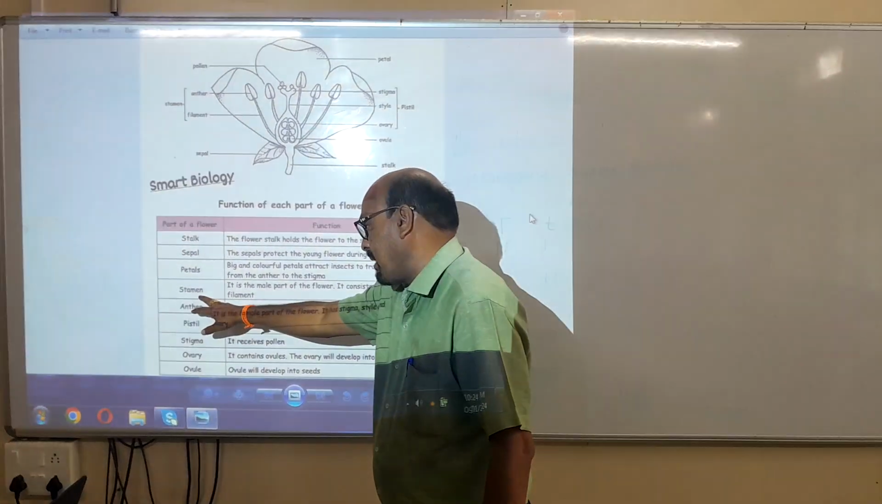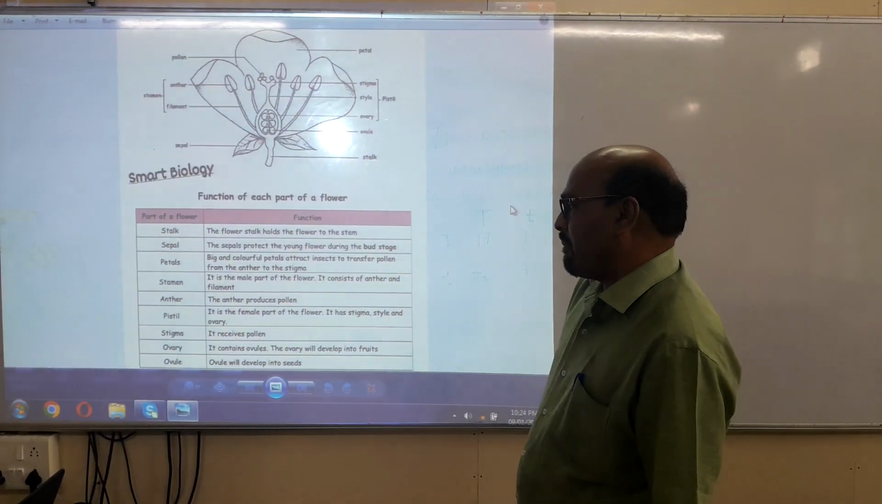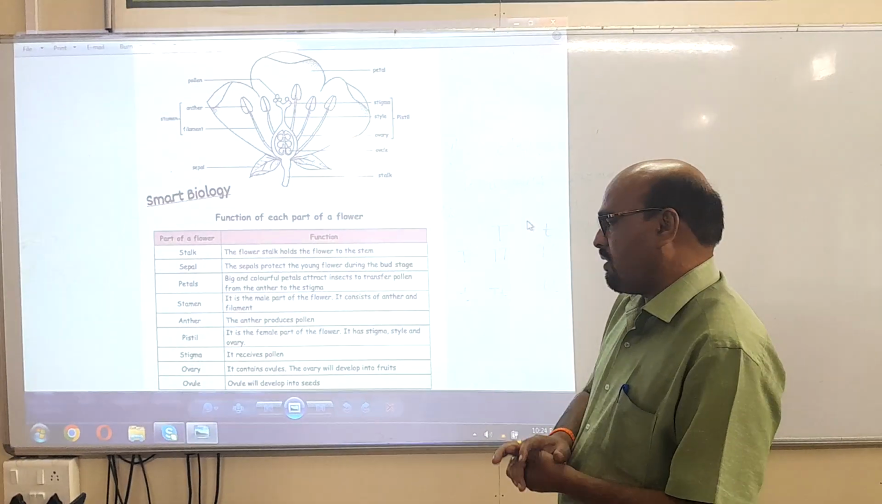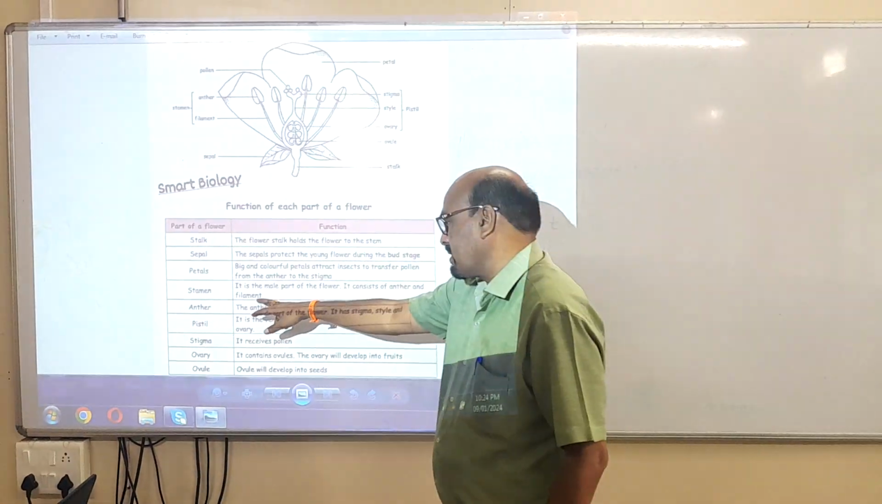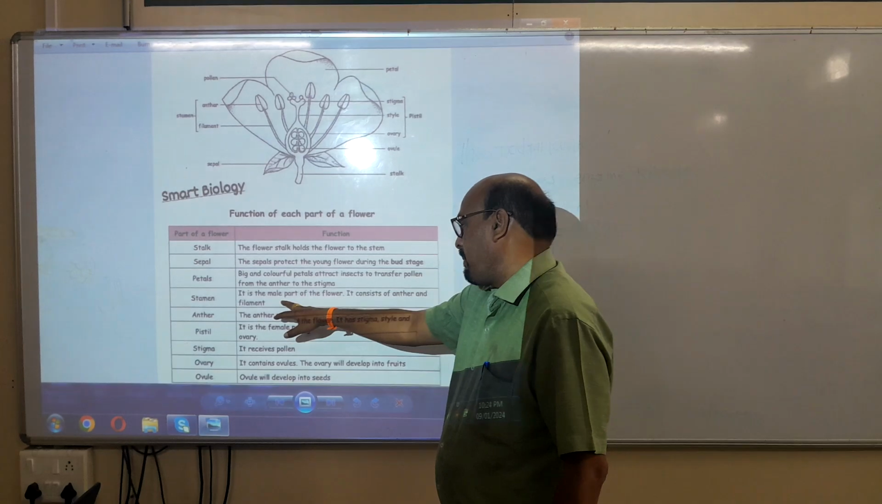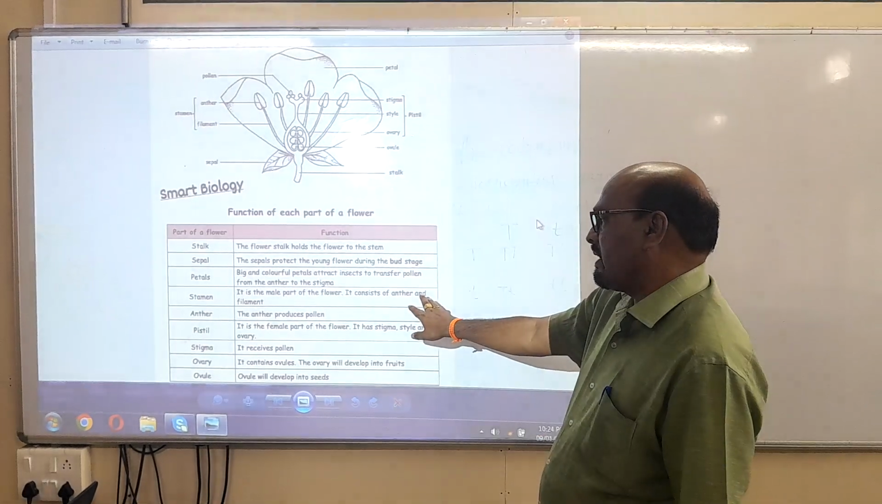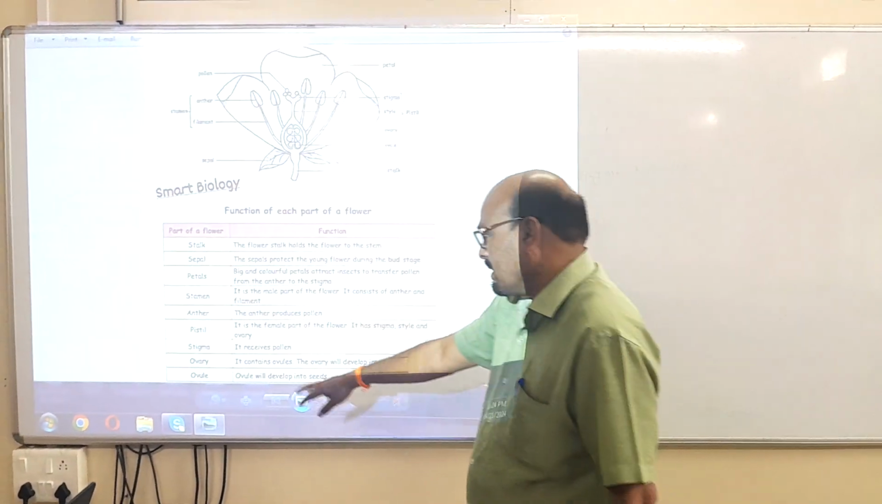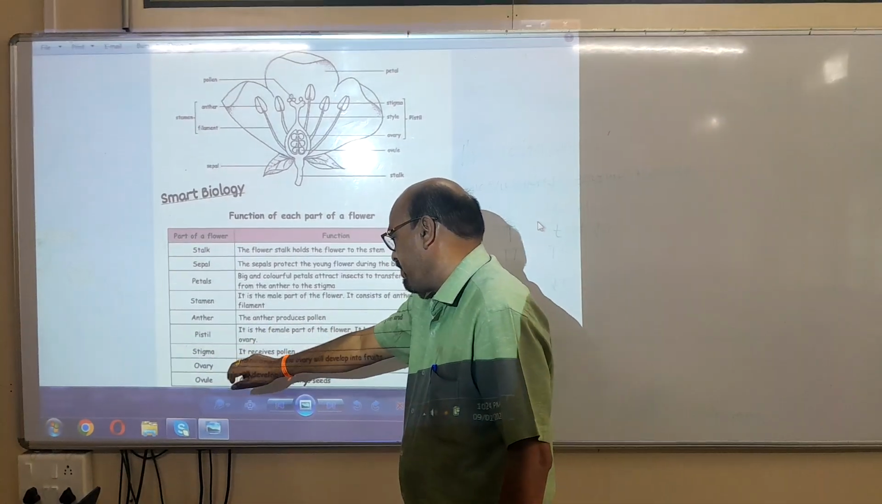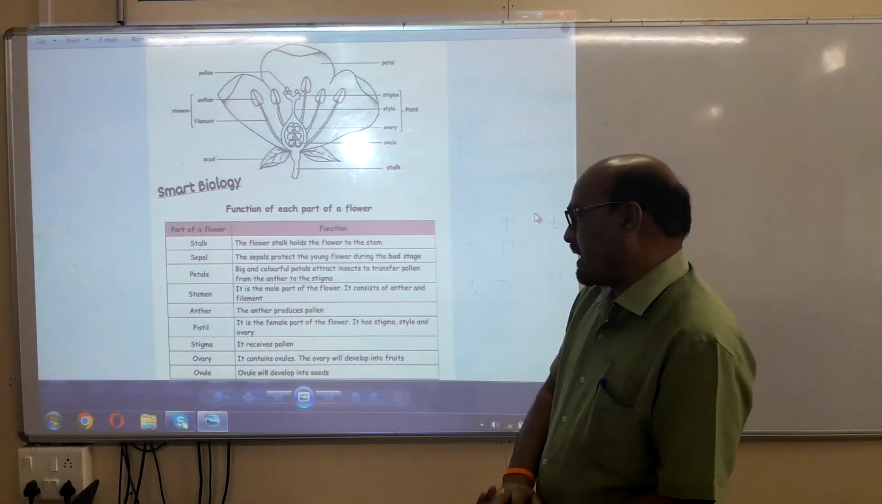Then the next is the male part of the flower, called the stamen, and the group of stamens is called the androecium. The function of the stamen: it is the male part of the flower and consists of the anther and filament. Then the anther. The anther produces the pollen grains.